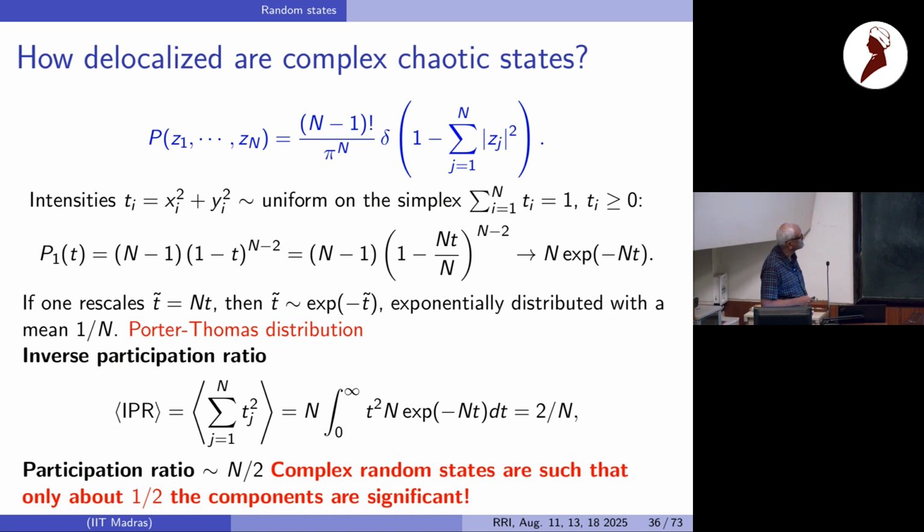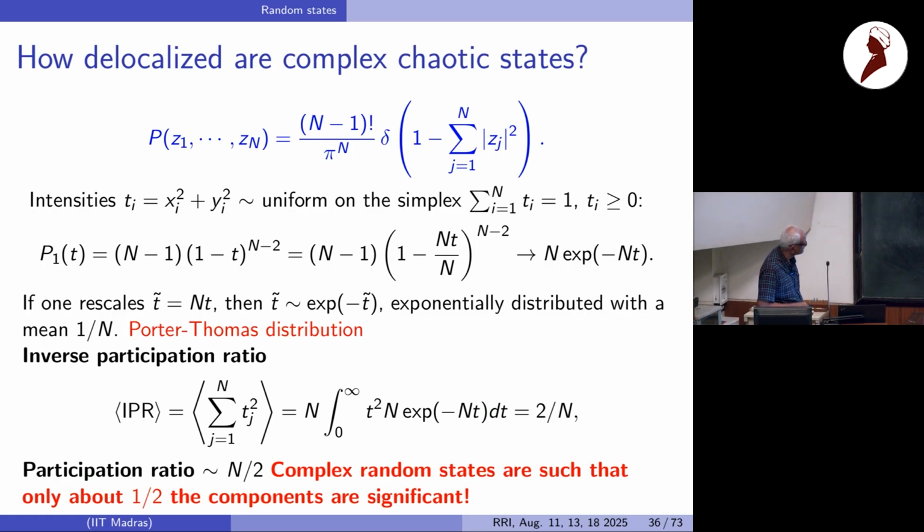And you can scale this. You take a single intensity, multiplied by the dimension. That will be of the order of 1. Because, again, the intensity, you've already squared it, so it will be of the order of 1 over n. So if you multiply by n, you get a simple e to the power minus t exponential distribution. Both of these kinds of distributions are called Porter-Thomas distributions.